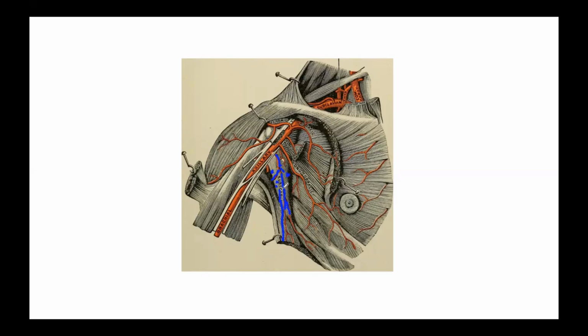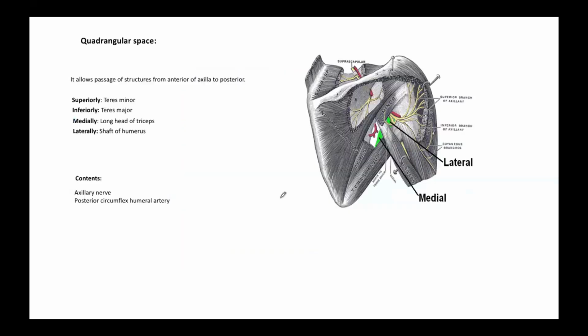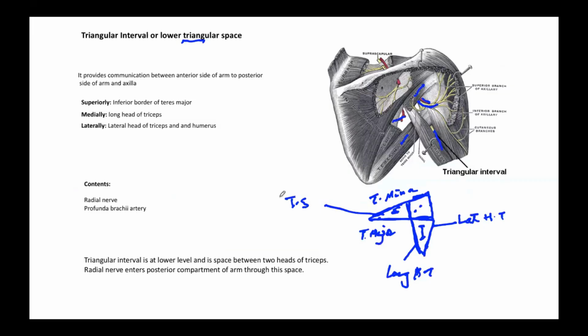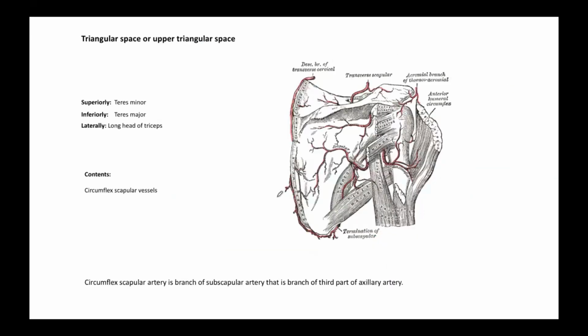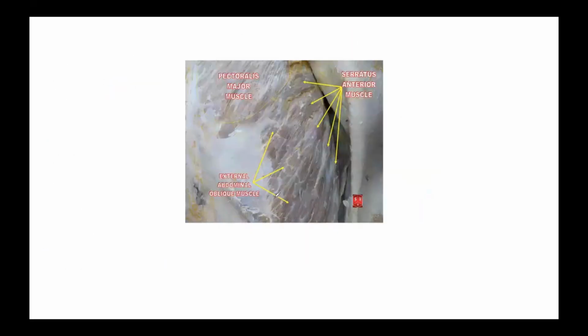So thoracodorsal artery and nerve pass from axilla over subscapularis and reach this muscle.